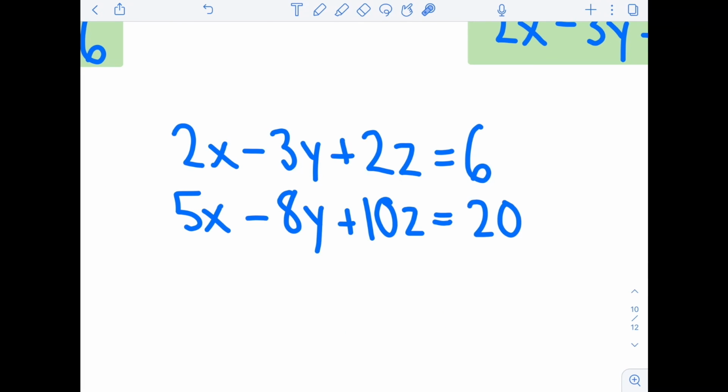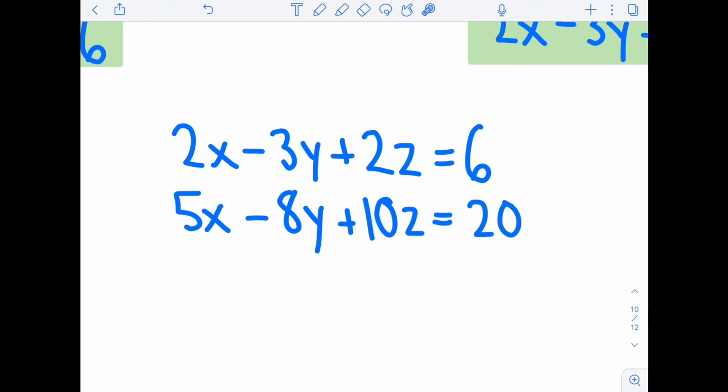Notice that in the third equation, I have 5, -8, 10, and 20. And the largest common factor of those numbers is 1. So I'm not going to divide anything on both sides. So what I need to do now is eliminate one of these variables.